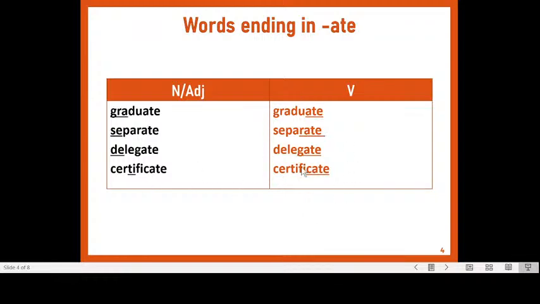And when they are verbs, stress falls on the last syllable, on the 8th syllable. It is stronger, louder. And the first part, the first 2 syllables, are lower and weaker. Certificate has 4 syllables, and the stress syllable is the T. It's not the first one. Certificate and certificate. Okay, again, graduate, separate, delegate, certificate. But when they are verbs, graduate, separate, delegate, certificate.